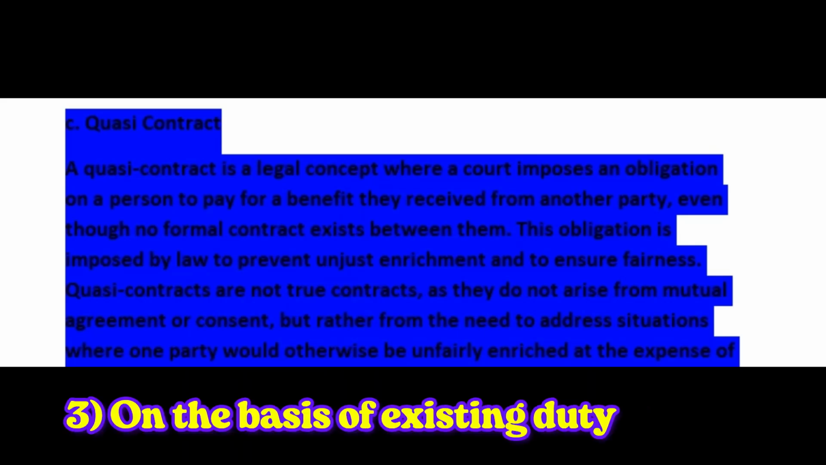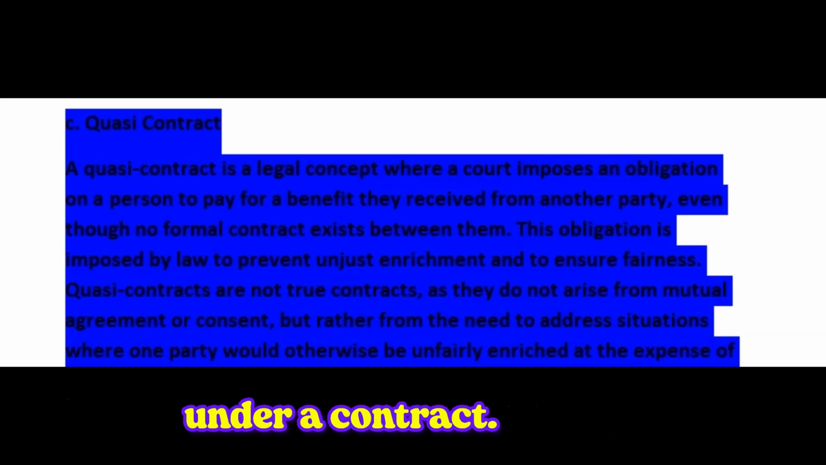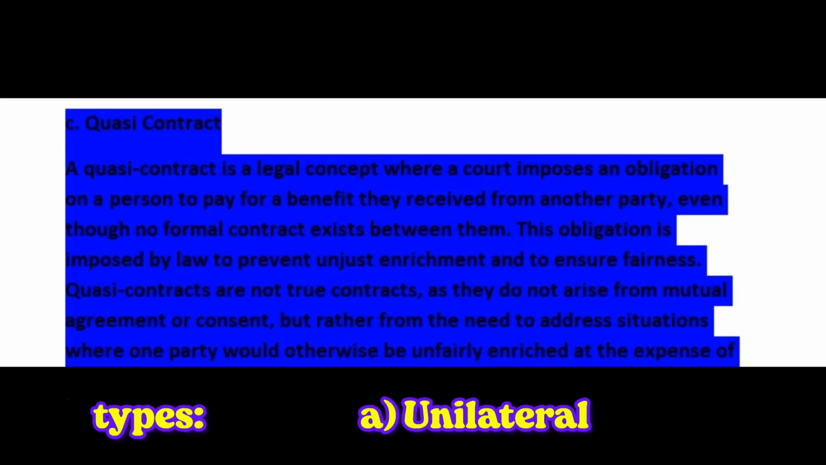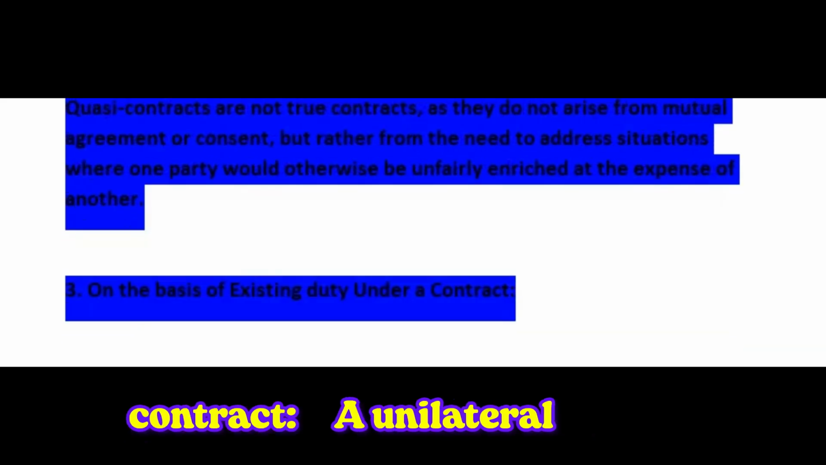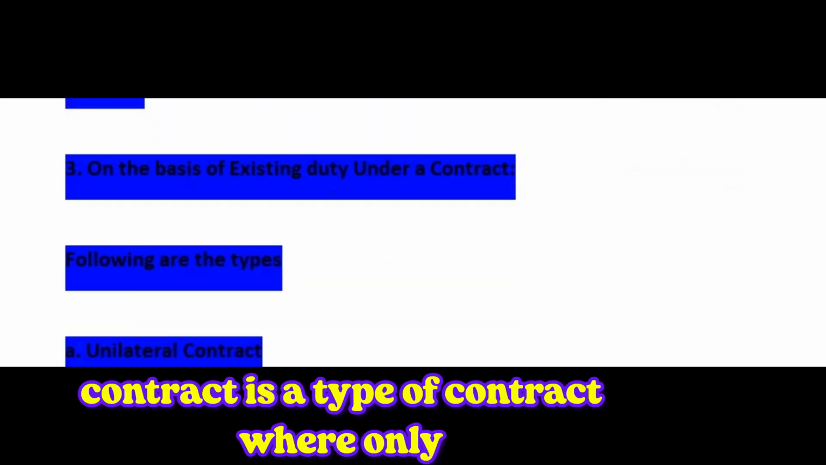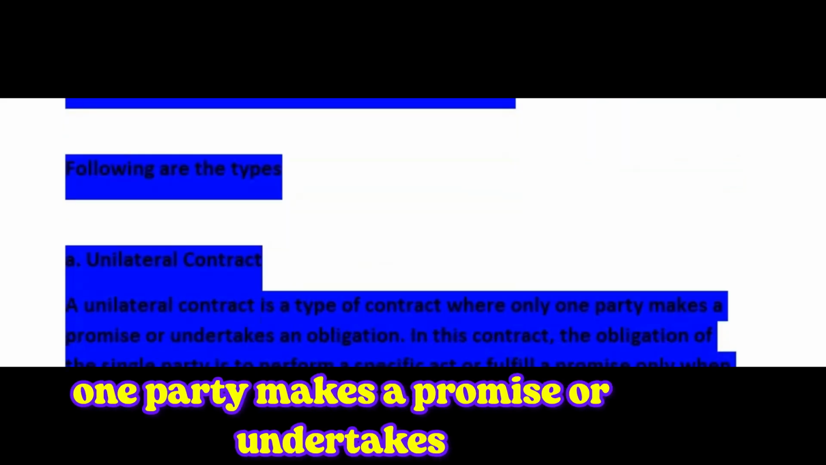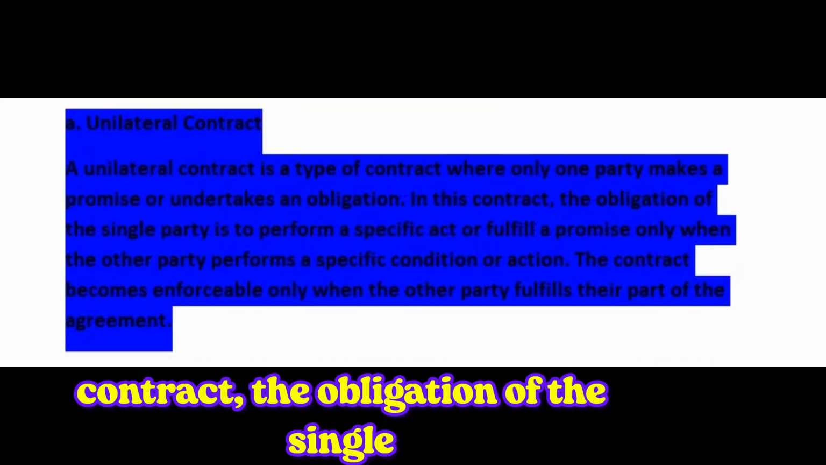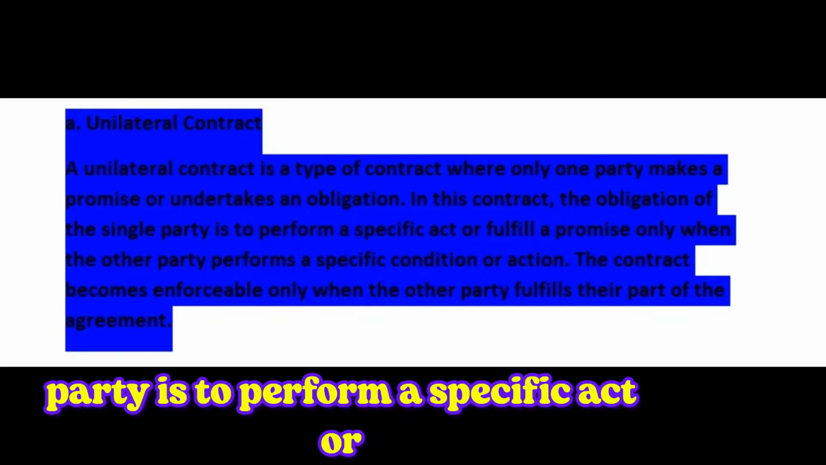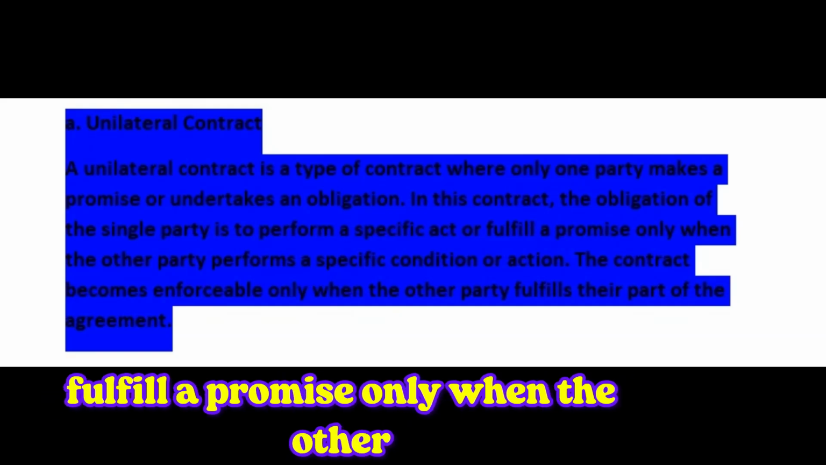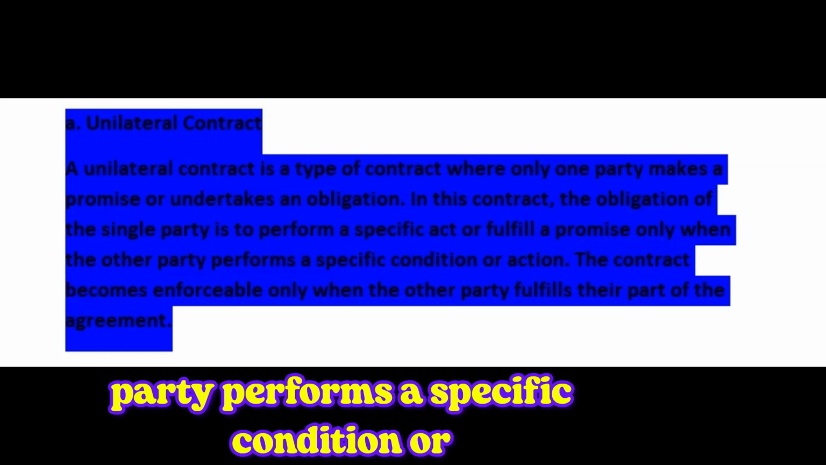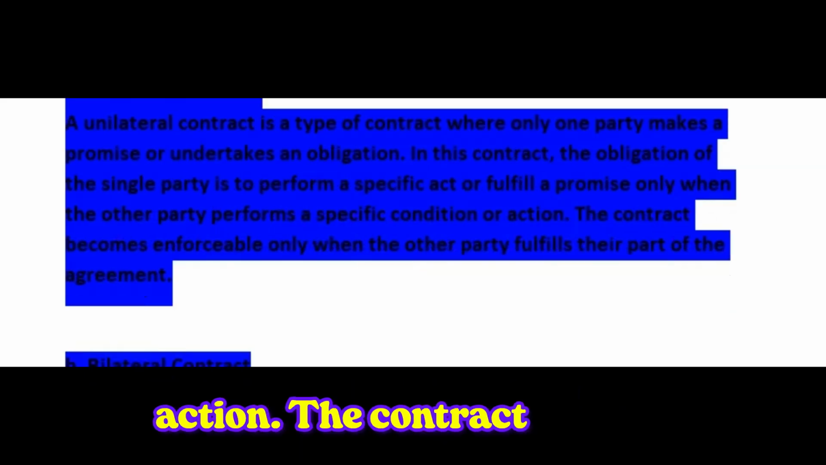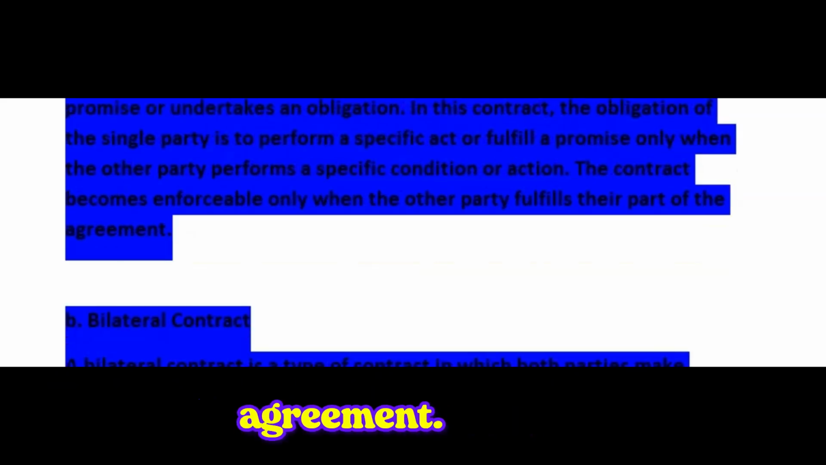3. On the basis of existing duty under a contract. Following are the types. A. Unilateral contract. A unilateral contract is a type of contract where only one party makes a promise or undertakes an obligation. In this contract, the obligation of the single party is to perform a specific act or fulfill a promise only when the other party performs a specific condition or action. The contract becomes enforceable only when the other party fulfills their part of the agreement.